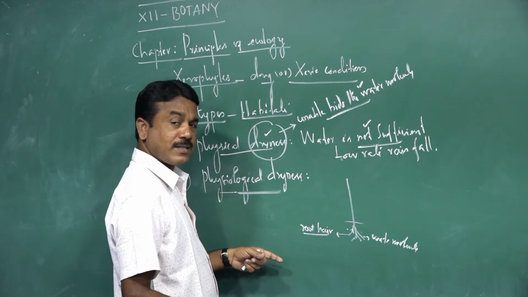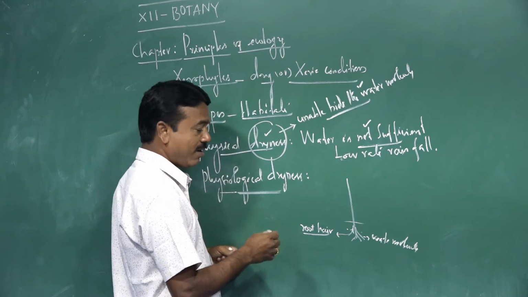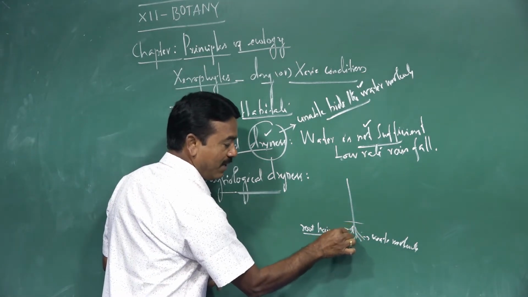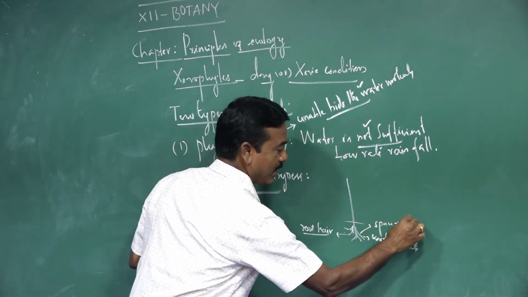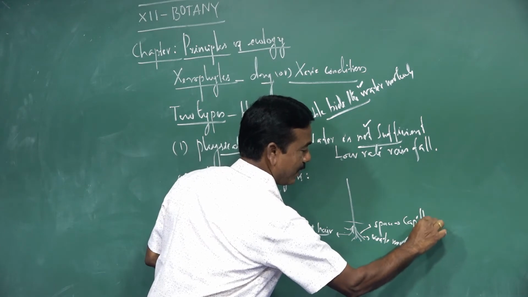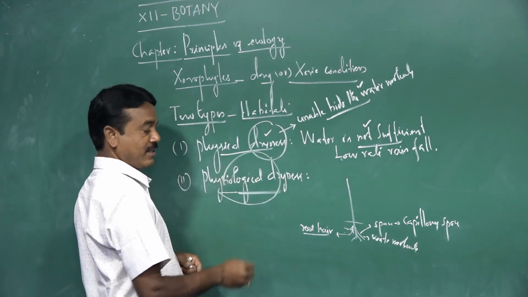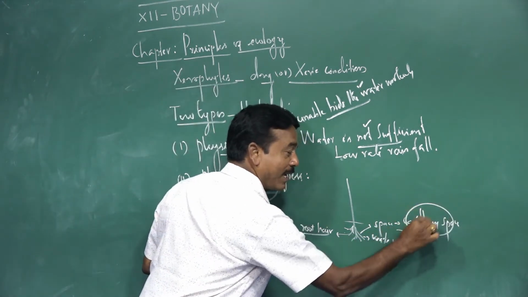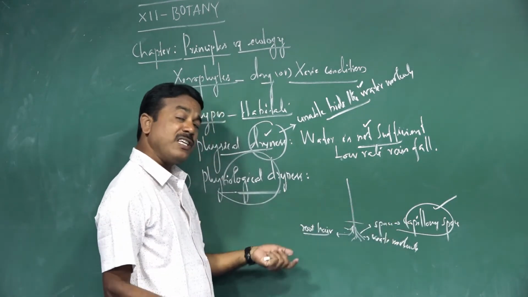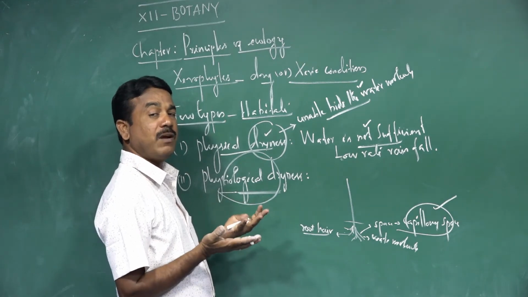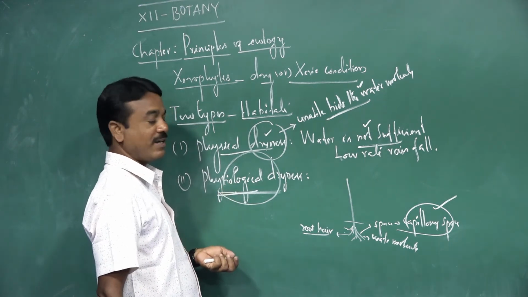Between the root hairs, capillary spaces are generally absent. So what is called a capillary space? Between the water molecules, the available space is commonly called capillary space. But in physiological dryness there is an absence of capillary spaces. In the absence of capillary spaces, even if a sufficient amount of water is available, the plant is not able to take it up. So that is physical dryness as well as physiological dryness.